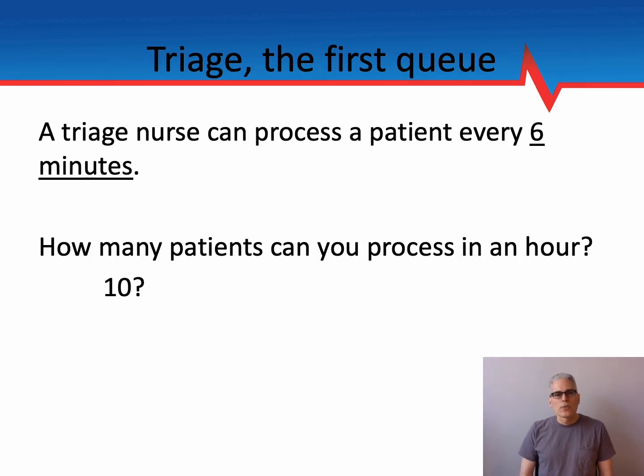So triage, which is the first Q, and I hope you have heard about queuing theory before today. So if you have a triage nurse and they can process a patient every 6 minutes, how many can you process in an hour? So the answer that most people would give you is 10. You work in emergency medicine and you know that this is not true. Why is this not true?